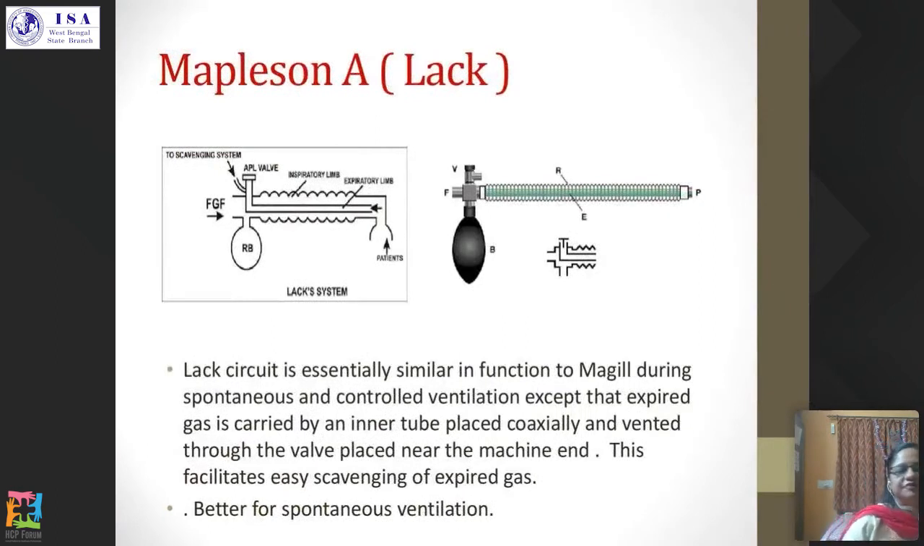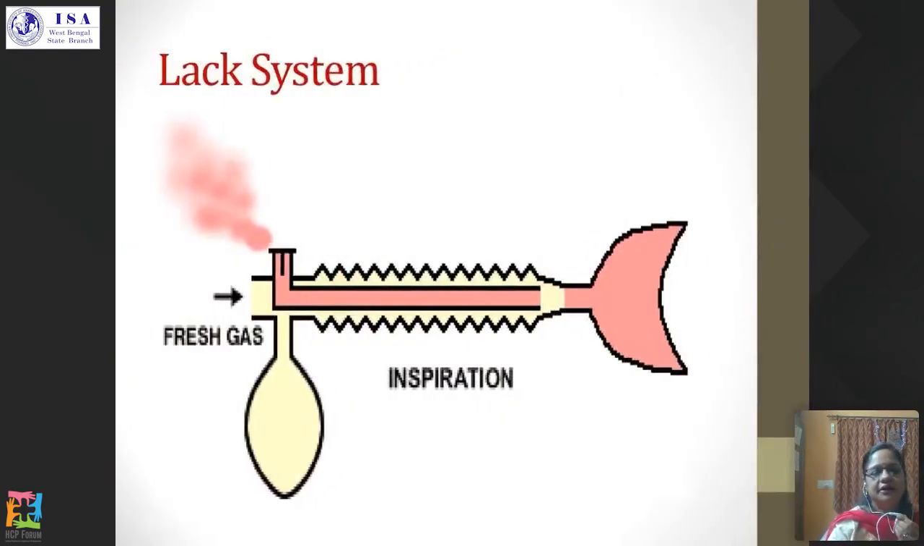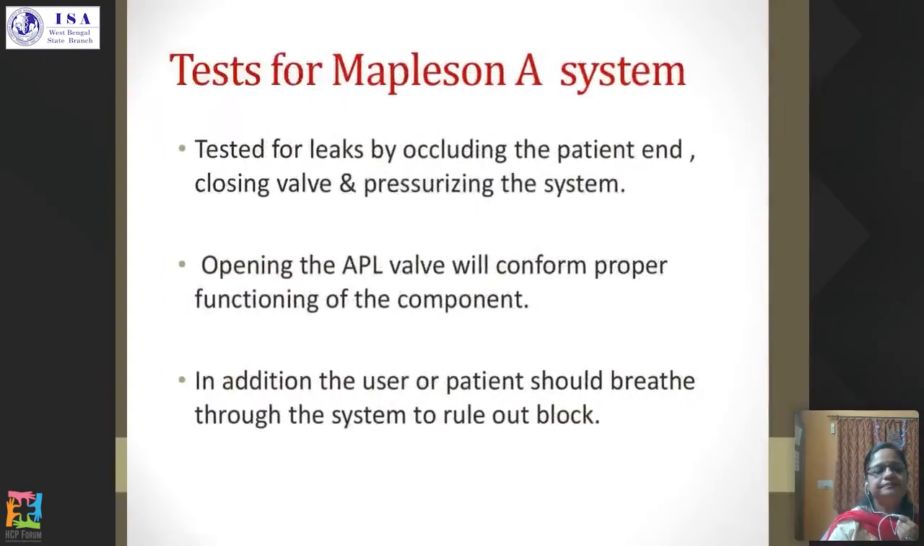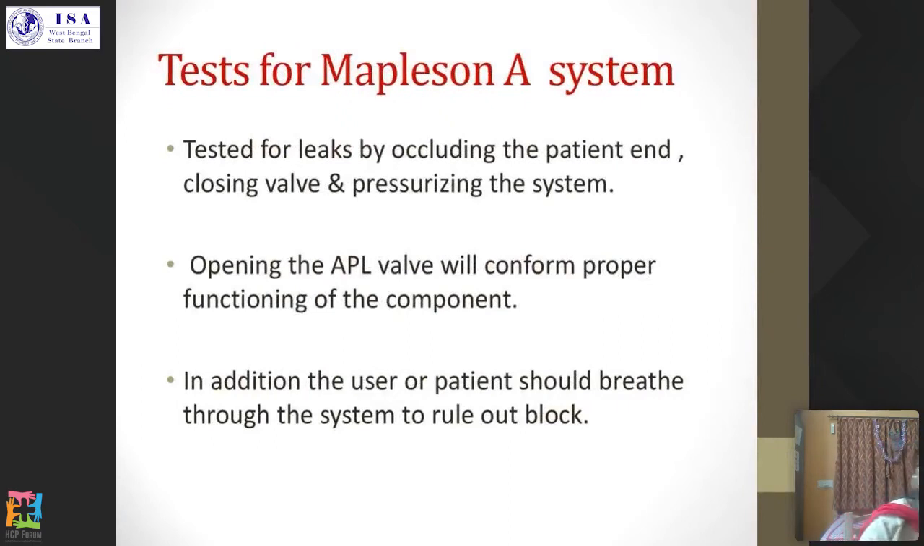Now the Lack modification. What is the Lack modification? The Lack circuit is essentially similar in function to the Mapleson A circuit during spontaneous and controlled ventilation, except that the expired gas is carried by the inner tube placed coaxially and vented through the valve placed near the machine. It is also better for spontaneous ventilation. This is the Lack system. Next is the test for the Mapleson system.